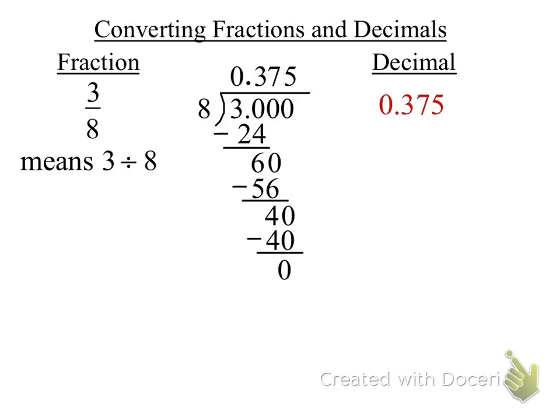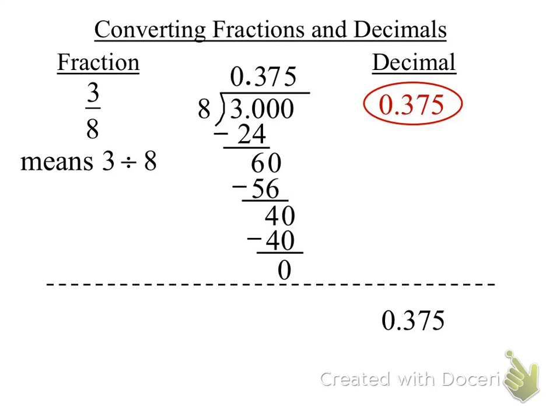Okay? Now, we're going to go from a decimal to a fraction. How do you say this decimal? 375 thousandths. Can we speak decimals at this point? If you can say it, you can convert it.